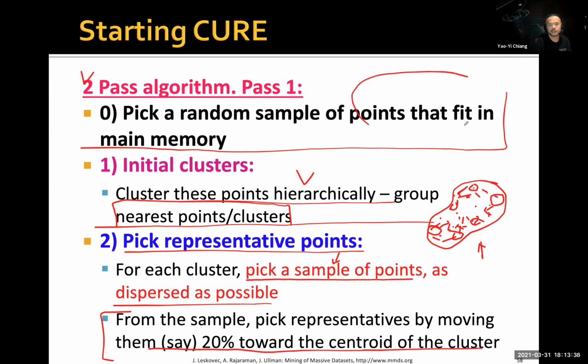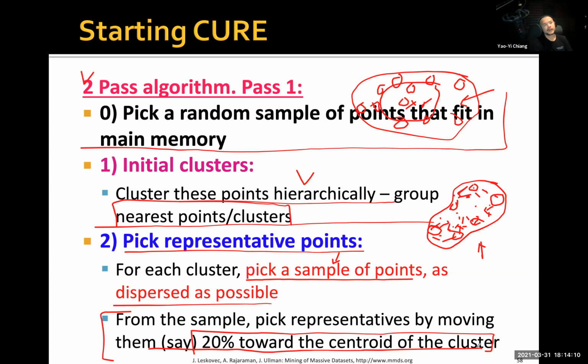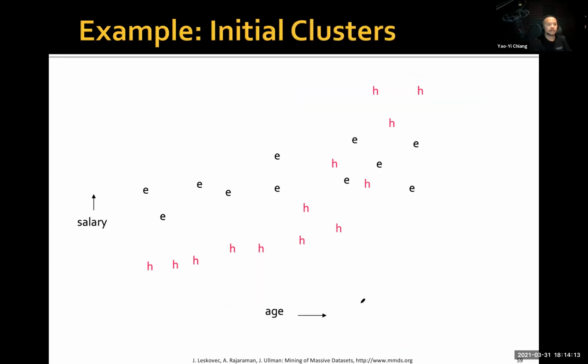Think about this. Let's say this is your cluster, and if you just pick points at the boundary, you might have a cluster that looks like this. Very dense on the left side, but very sparse on the right side, right? But you actually want to represent this dense part. And we assume that if you are close to the centroid of the cluster, it should be dense. So we're going to move all the samples 20% toward the centroid of the cluster. You can move more. All right, so the initial cluster might look like this.